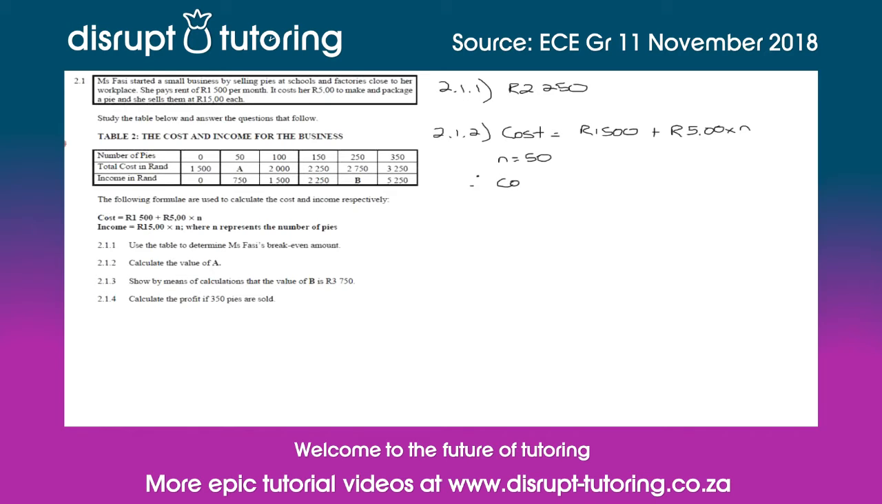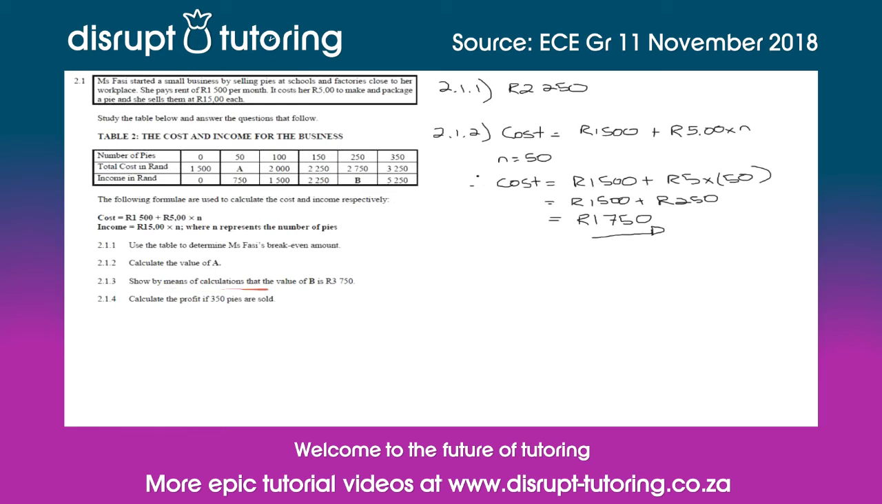Therefore your cost is equal to 1,500 plus your 5 Rand times 50. 50 times 5 is 250, so it's going to be 1,500 Rand plus 250, and this comes to a total of 1,750 Rand. That's the final answer for that question. Then on to the next one.